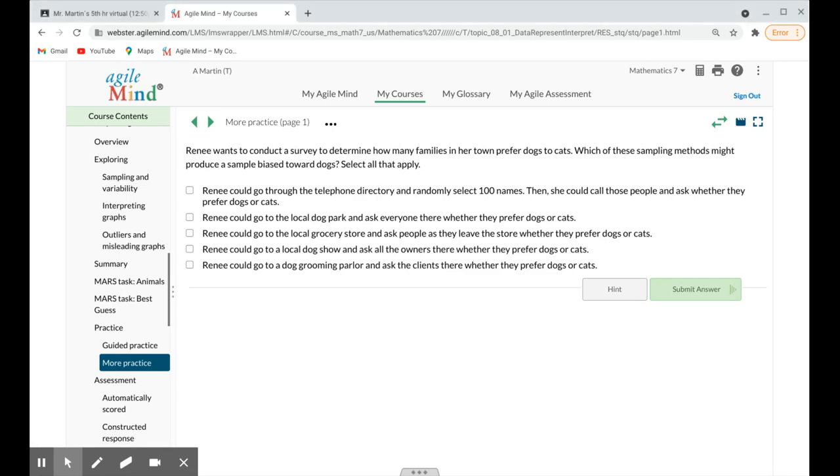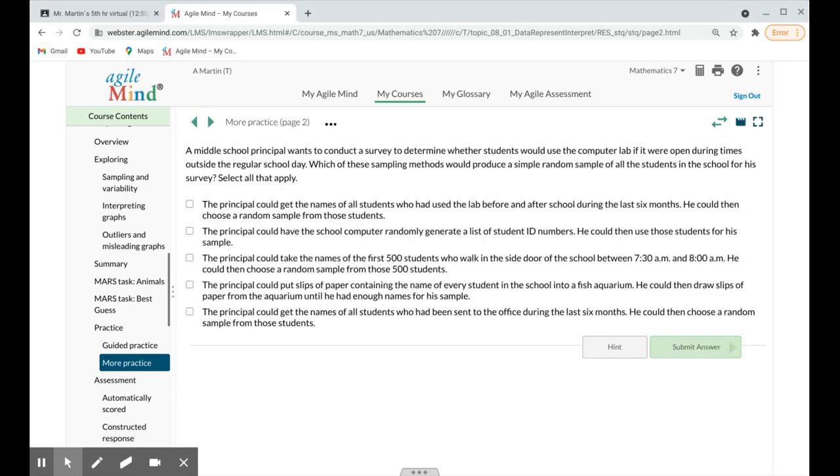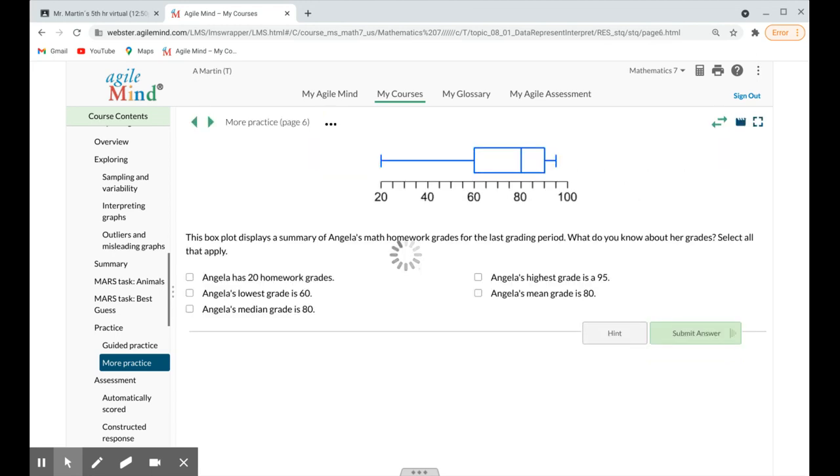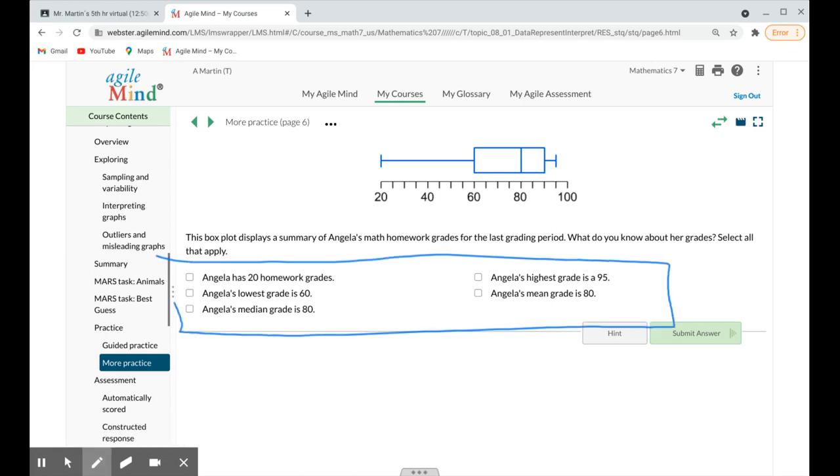Satari, I want you to read question number 6 for us in just a second. Go ahead and read that one, please, ma'am. This box plot displays a summary of Angela's math homework grades for the last grading period. What do you know about her grades? Select all that apply. All right, Satari. Before we look at anything down here, I want to focus on this. We're just going to break it down. What is the lowest grade she's ever scored?